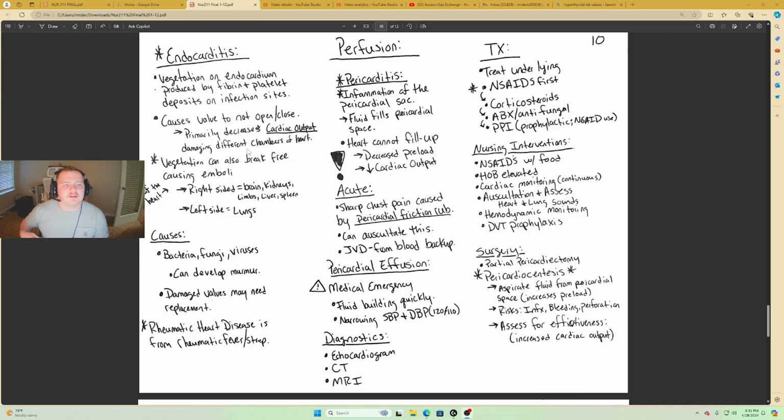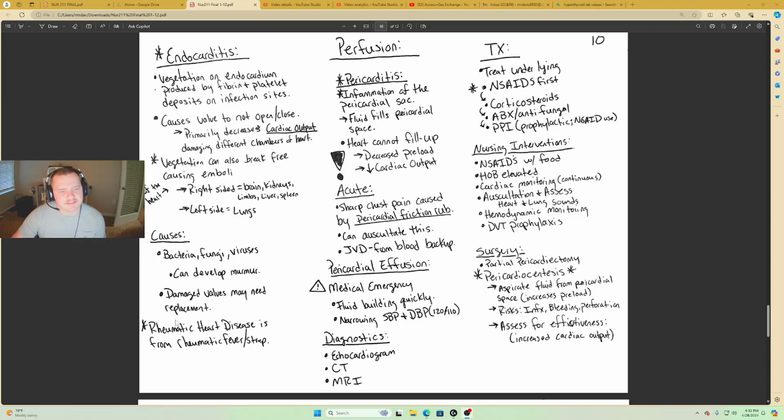The vegetation can also break free, causing emboli. If the emboli occurs on the right side, that will go to the brain, kidneys, limbs, liver, and spleen. If it occurs on the left side, it'll be going to the lungs. Some causes of endocarditis would be bacteria, fungi, viruses, and once you develop this endocarditis, you can develop a murmur, which will be able to be auscultated. Damaged valves may need replacement.